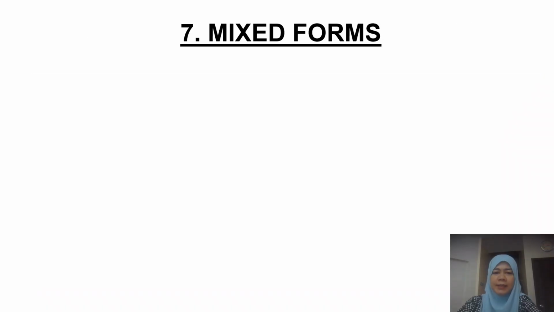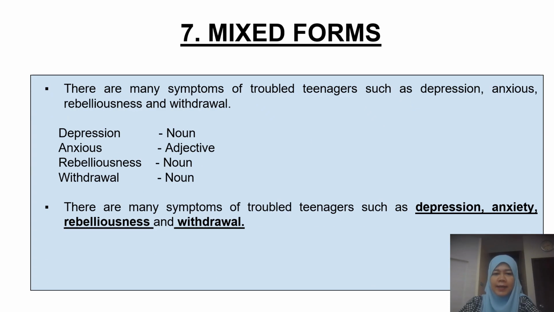The last pattern is mixed form. Let's look at the example. There are many symptoms of troubled teenagers such as depression, anxious, rebelliousness, and withdrawal. Now this is not parallel. You see, depression is a noun, anxious is adjective, rebelliousness is a noun, and withdrawal is a noun. So what you need to do is turn all of them into noun. Okay, how do you know what is noun and what is not noun? Or what is adjective? How do you know?